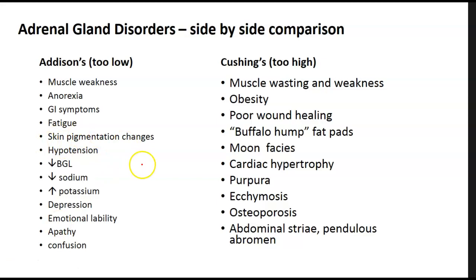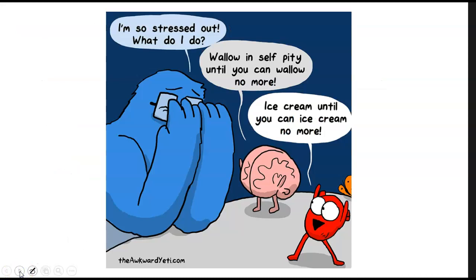So this is a side-by-side comparison of Addison's when there's not enough steroids, basically, where with Cushing's there's too much. So this is just some of the highlights. We'll talk a little bit more about things in class, but this should give you a good start, and hopefully a better idea of what you need to learn, where you should put your focus, and we'll go from there. So happy study times.